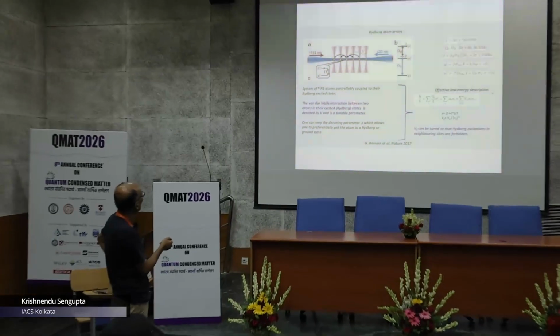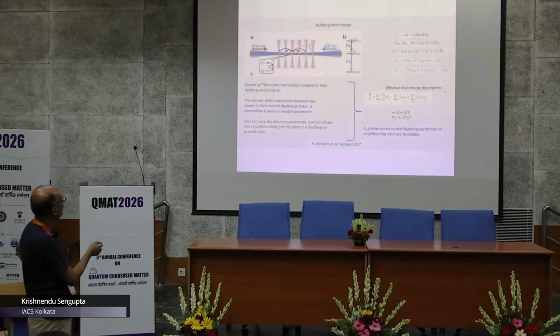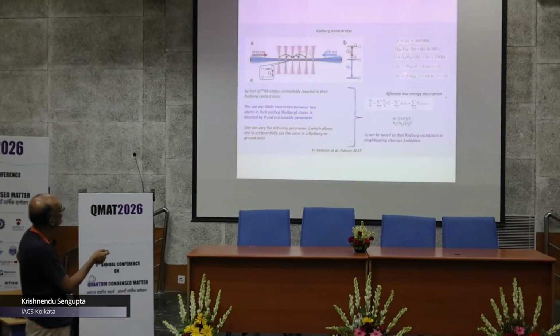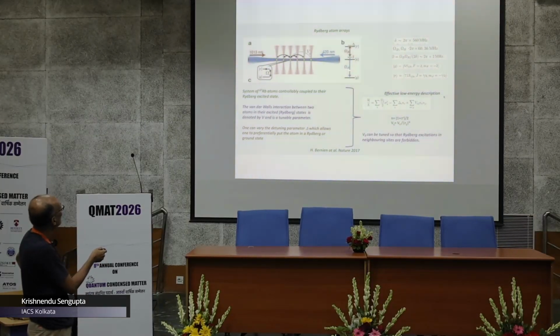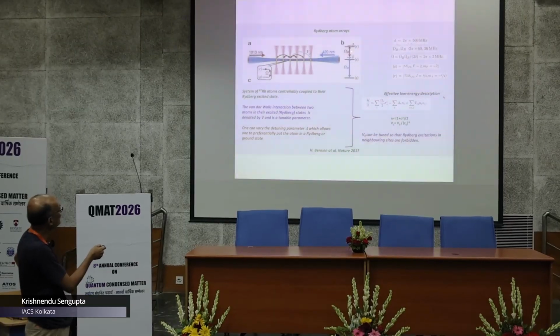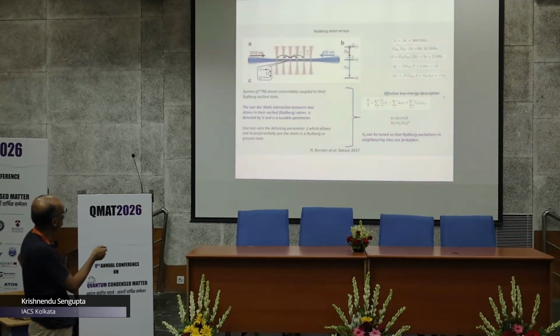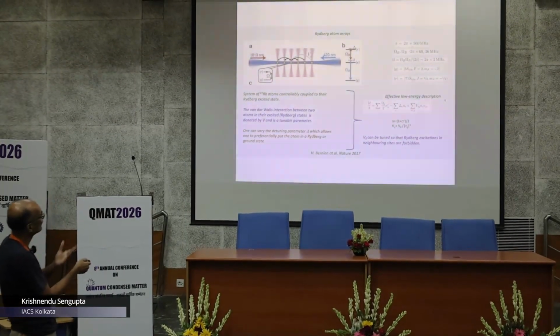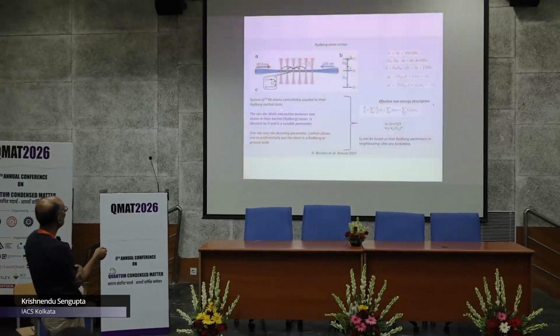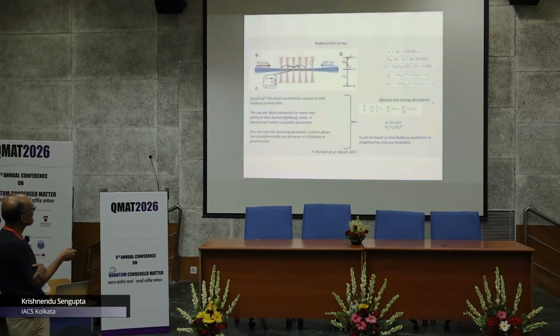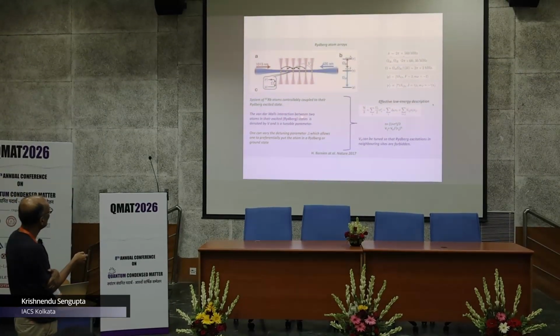Out here, you can controllably couple between them. So this is the ground state of the 87 rubidium atoms, and this is the Rydberg excited state, and this is controllably coupled through an intermediate state whose details are not shown here, but these are some atomic states.